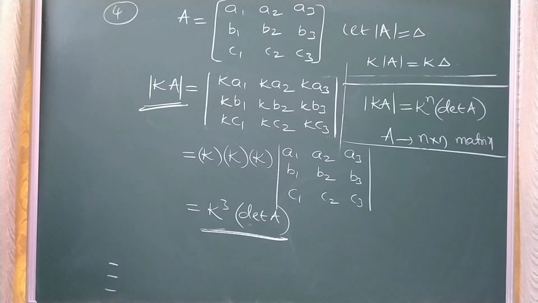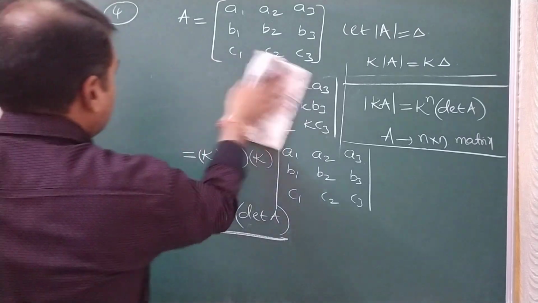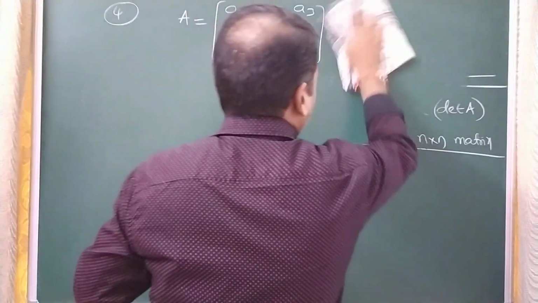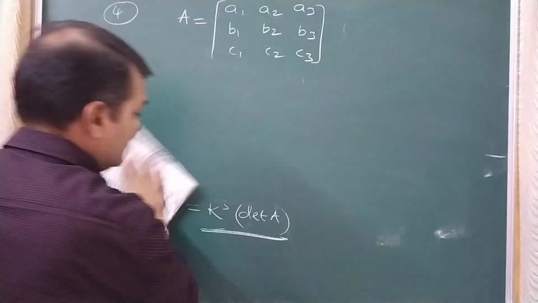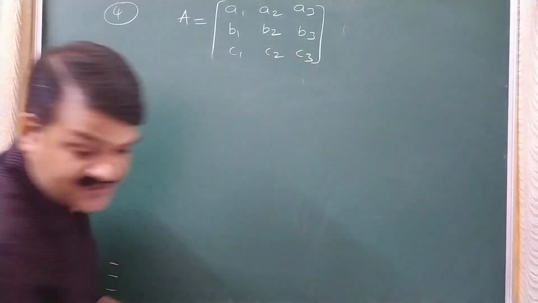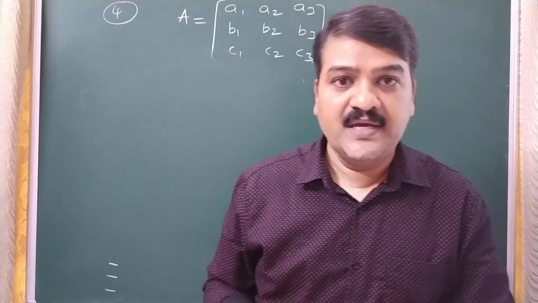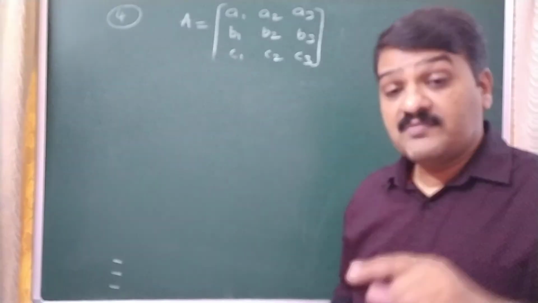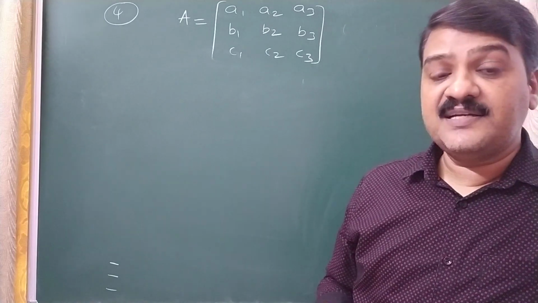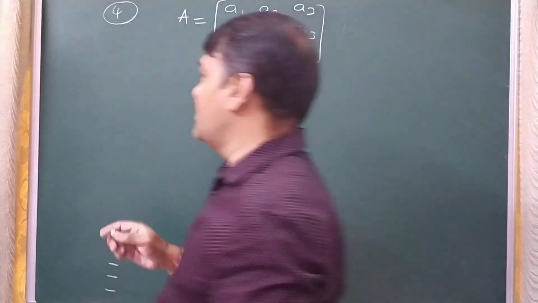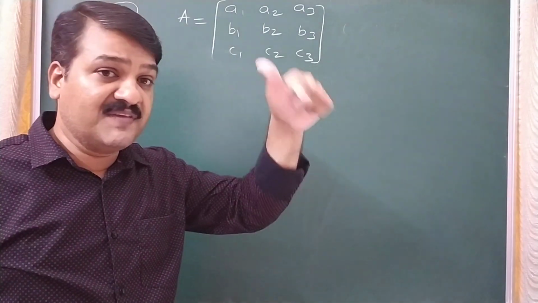So next property is that the sum of the products of the elements of a row with the corresponding cofactors of some other row is going to be 0. I missed the fifth, because the fifth is already completed. Determinant of KA whole power n, that is the fifth property only.